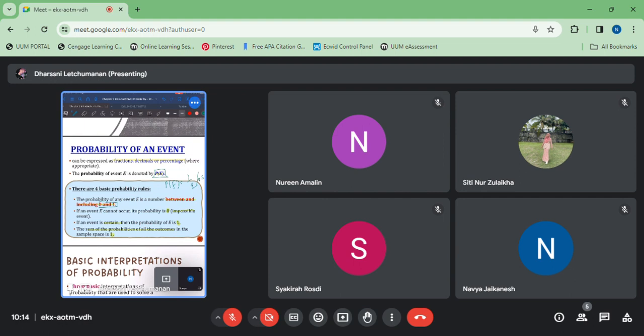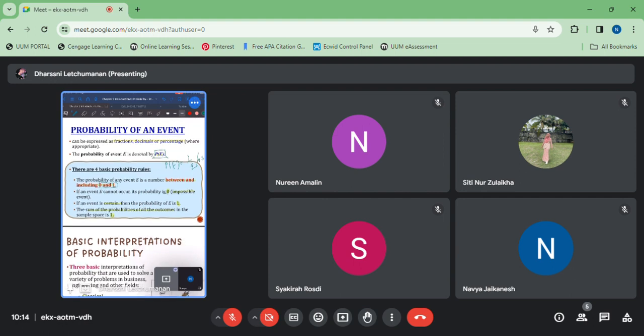If it's 0, it's impossible, the event will not happen, and 1 means it will surely happen. One more thing: when you add up all the probabilities of the outcomes, the total must equal 1.